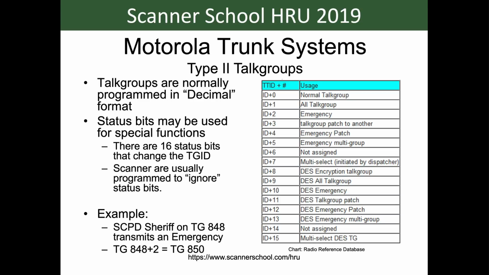The reason they are divisible by 16 is because we have what's called a status bit that's tied on to the end of each talk group, which is how the trunk system knows what's going on. So a typical normal talk group, say talk group 16, when nothing fancy is happening, is talk group 16. But if there's an emergency, somebody pushes that orange button on the top of their radio, the system will add a +2 to the end of the talk group. So now 16 becomes 18. The system knows that it's 16 because all the talk groups here are divisible by 16.